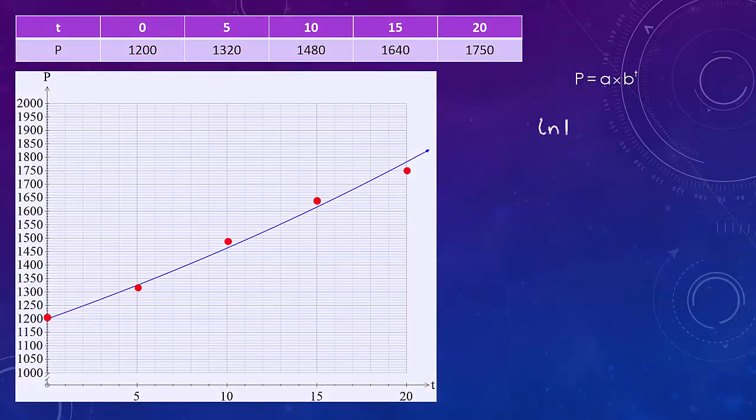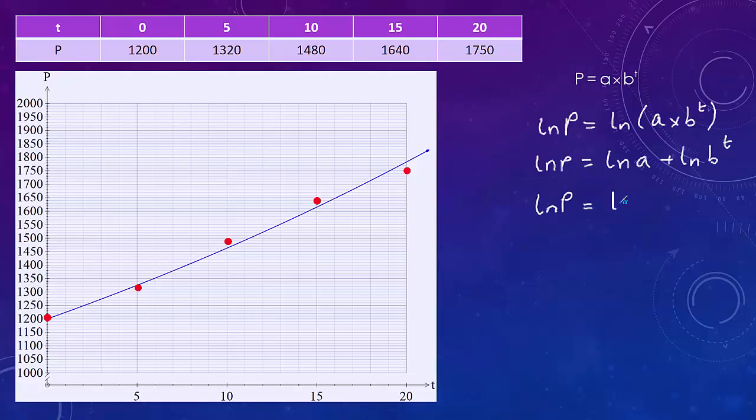Let's take logs of both sides. I'm going to go with natural logs. So I've got ln of A multiplied by B to the power T. So ln P, using our log laws, is ln A plus ln B to the power T. So ln P could be written as T ln B plus ln A.